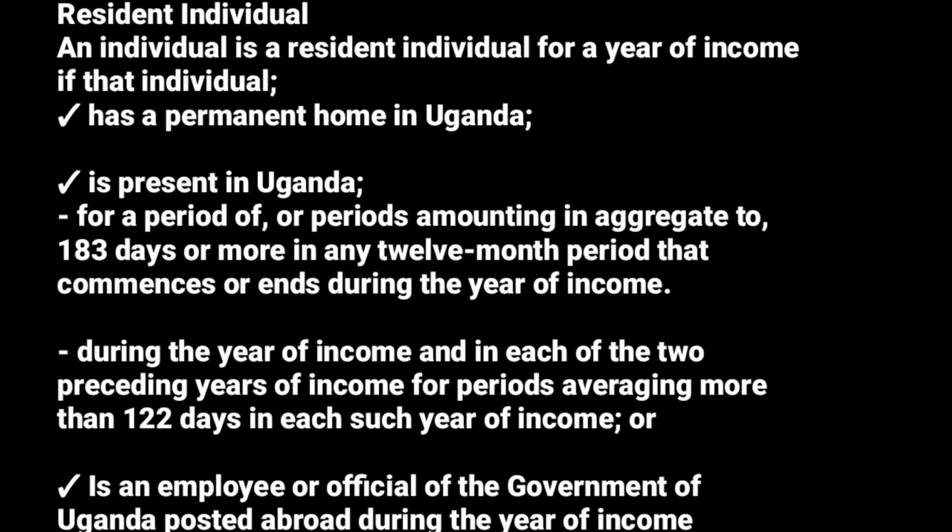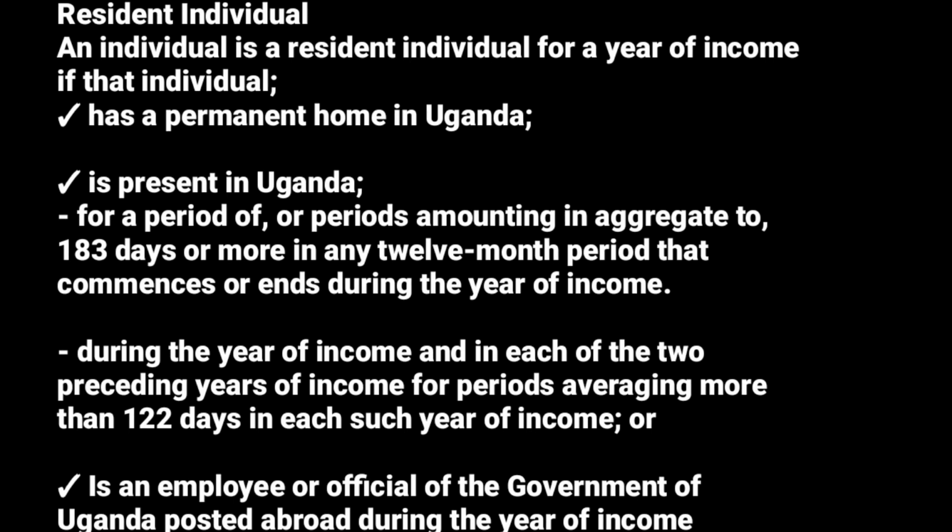Now let's look at the qualifications of being a resident person. We shall first look at the qualifications of being a resident individual. An individual is a resident individual for a year of income if that individual first has a permanent home in Uganda, or if that individual is present in Uganda for a period amounting to 180 days or more in any 12 months that commences or ends during the year of income, or that person has been in Uganda for more than 122 days in the 2 preceding years of income.